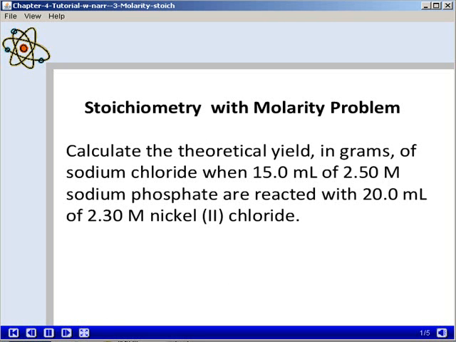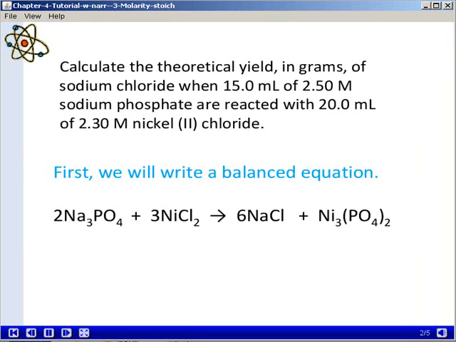This is a stoichiometry problem in which we'll be working with aqueous solutions for which we're given the molarities. We'll calculate the theoretical yield in grams of sodium chloride when 15.0 milliliters of 2.50 molar sodium phosphate is reacted with 20.0 milliliters of 2.30 molar nickel(II) chloride.